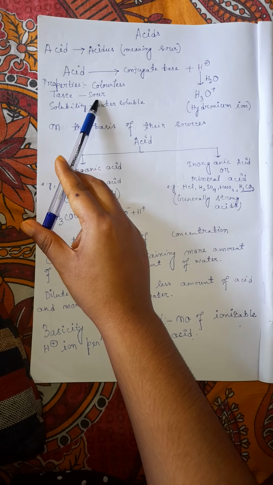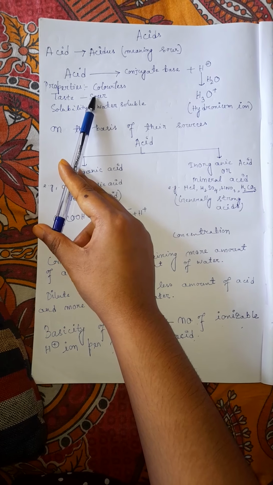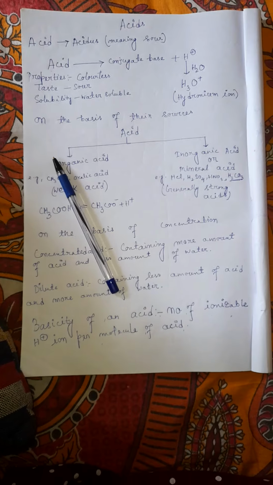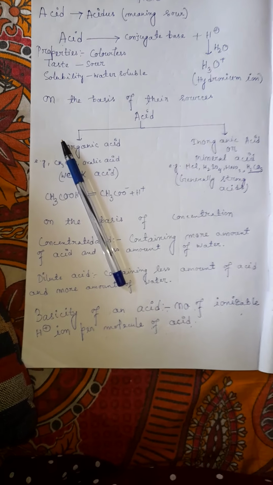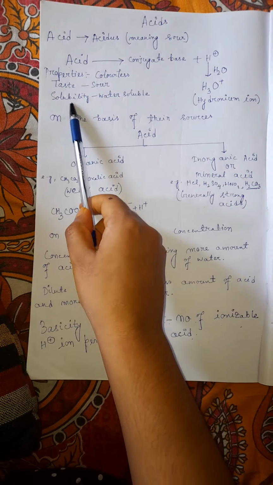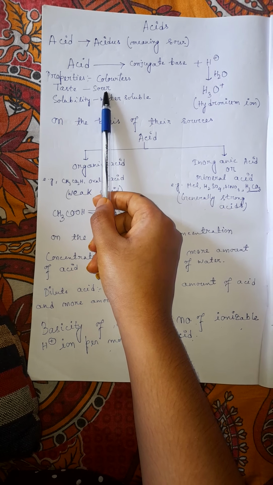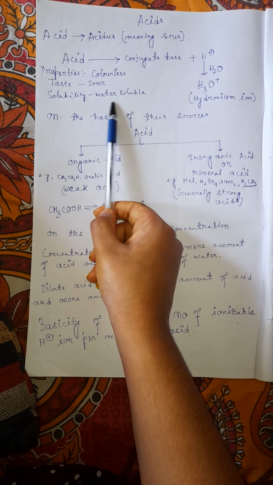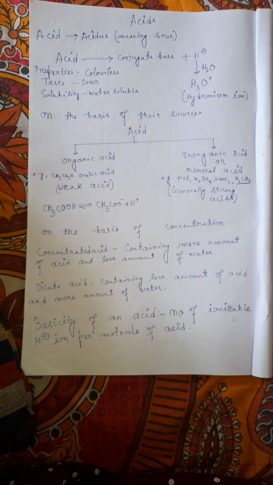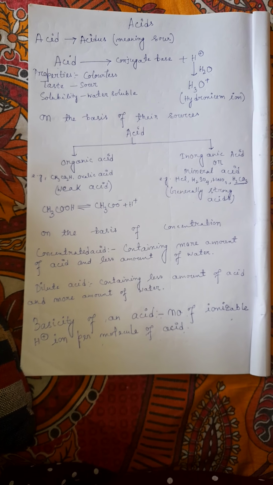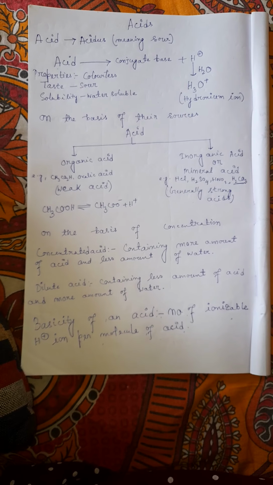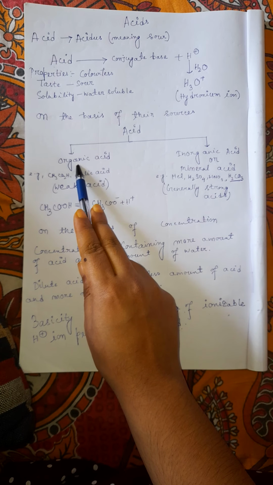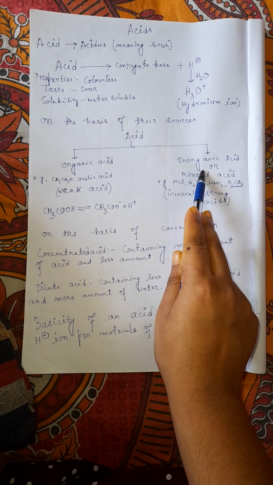Normally acids, mineral acids, are colorless, but sulfuric acid may look yellow due to impurities. The next, taste. Acids are sour in taste. Solubility. Acids are water soluble. So acids can be divided into two categories on the basis of their sources. The first is the organic acid and the second is the inorganic acid.